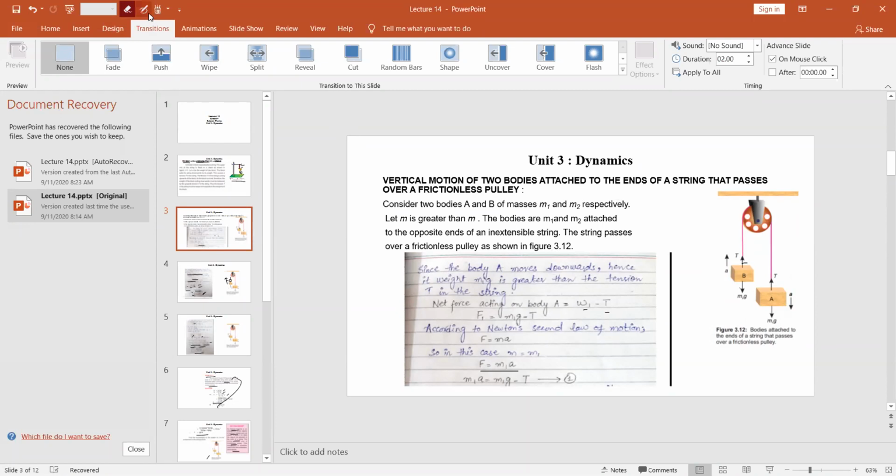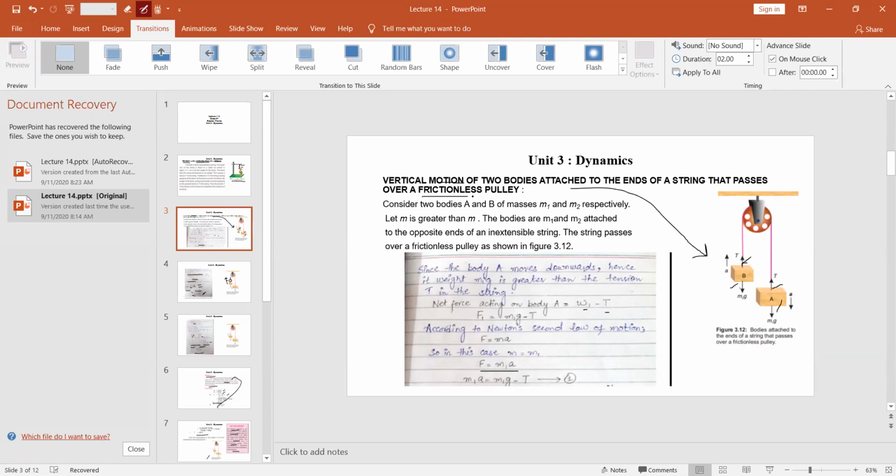You see over here in the figure, this statement is exactly shown in this figure, right? Vertical motion of two bodies: this is block A and this is block B, and they are in vertical motion along the y-axis, right? These two bodies are attached to the ends of the string. One block is attached to one end, the other block to the other end, and the string passes over a frictionless pulley.